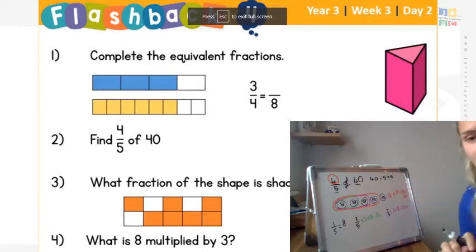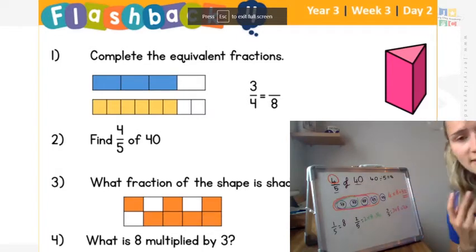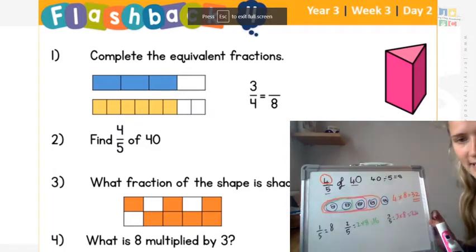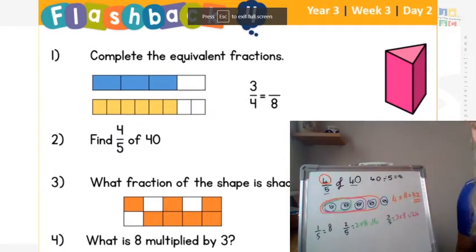Obviously we know what 4/5 are, and 5/5, because it is the whole, the top and the number at the bottom are the same, we would know that 5/5 would be 40.